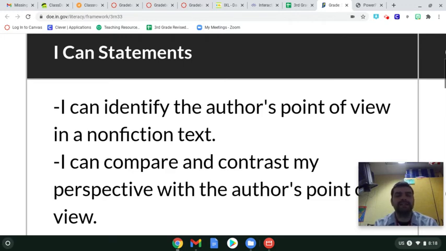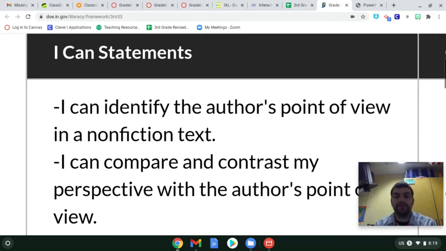The second I can statement is I can compare and contrast my perspective with the author's point of view. Now, that word perspective is just another term for point of view. The words compare and contrast mean compare is to look for ways they are similar, and contrast means to look for ways they are different. So after we read a story and we figure out what is the author's point of view, what do they believe, then we're going to think about what we believe about the topic. What is our perspective? And do we agree?